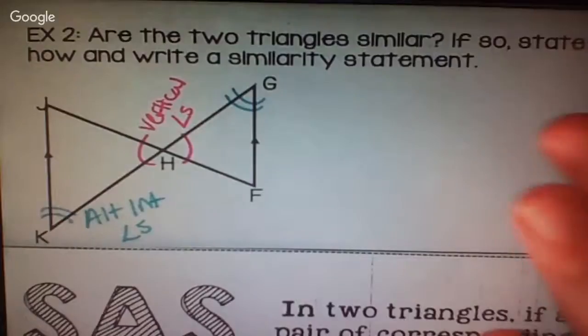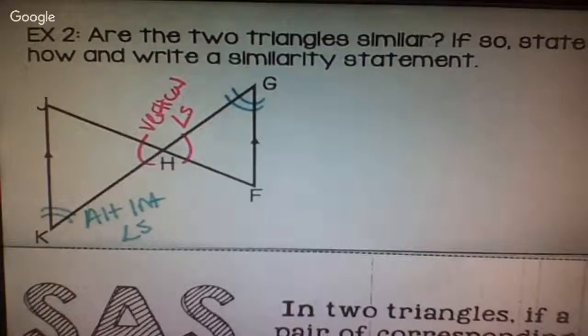I could have also said that J and F are the same for that same exact reason. We don't have to mark them all 3. You only need 2 to prove similarity. So once you have 2, you're good. Because if 2 are the same, that third one has to be the same, because they all have to equal 180, remember? Yes.